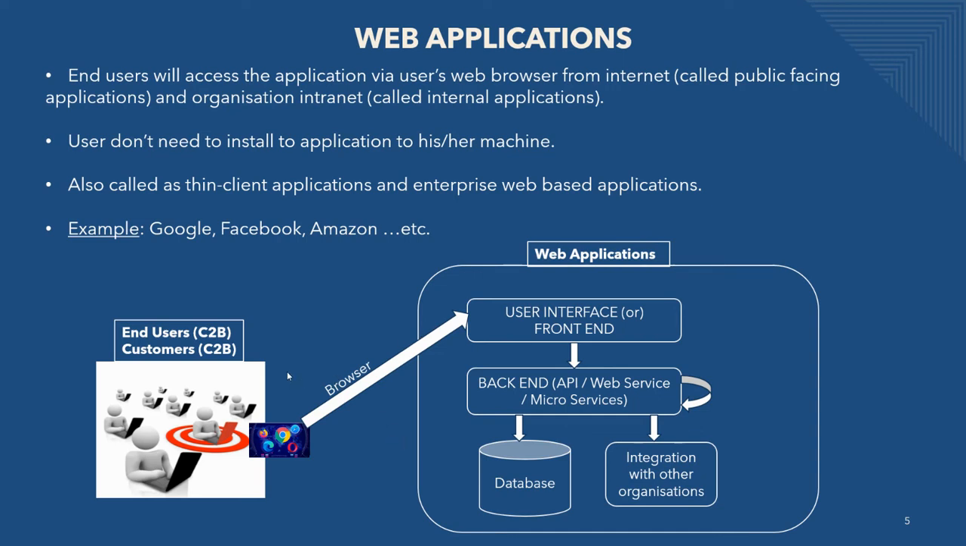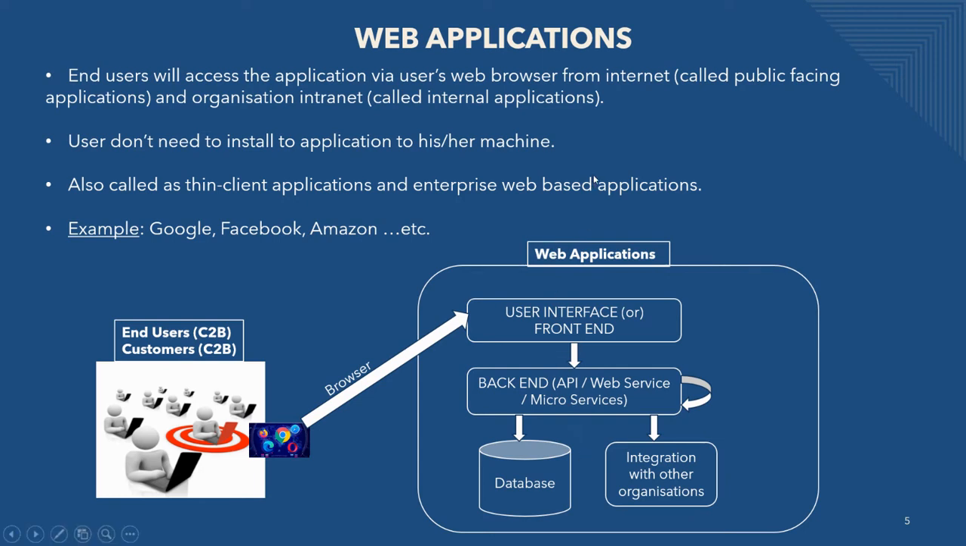Because of this nature, it is also called thin client applications, and sometimes they are called enterprise web-based applications as well, as they are applicable sometimes to enterprise needs. Enterprise is a big business, right? So it is applicable, like Amazon and eBay, to the needs of enterprises. So we call it enterprise web-based applications as well. The examples are Google, Facebook, Amazon. Those are all web applications.